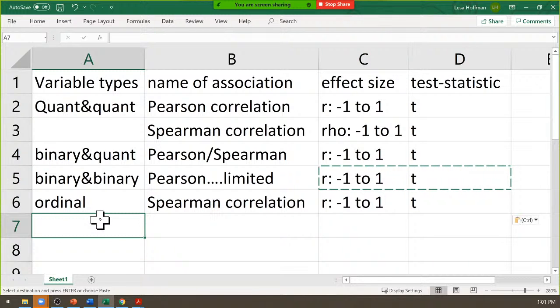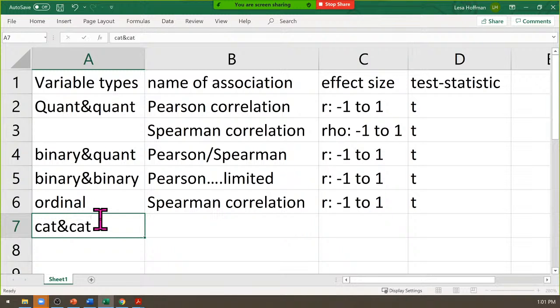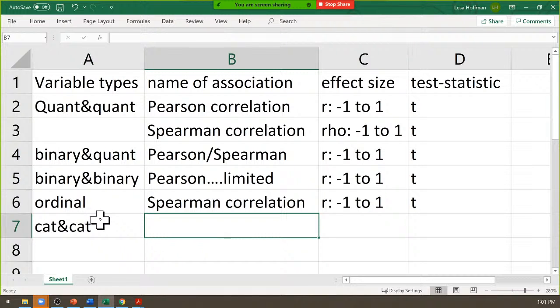Now anything that is involving categorical and categorical. So I'll say cat and cat. So that could be binary and binary, binary and ordinal, binary and nominal, nominal and nominal, etc. Any combination of those. This is the one that we haven't talked about. And you would call this a chi-square analysis. Or sometimes you might say contingency table analysis, something like that.